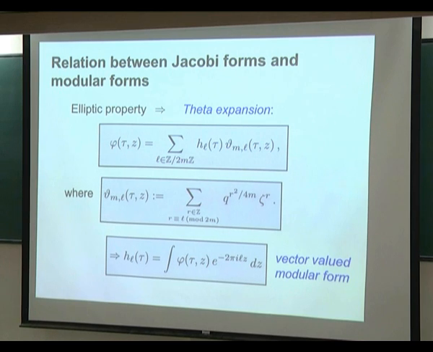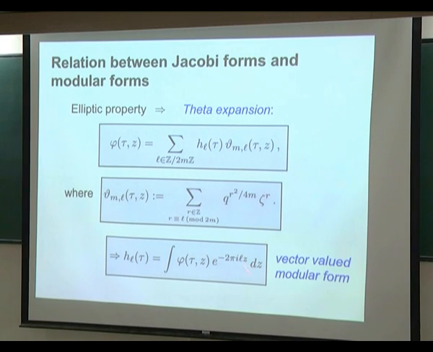Okay, you can invert. So this is called the theta expansion. So phi is equal to the sum over l modulo 2m of h_l of tau times theta_{m,l} of tau comma z. You can invert this relation as follows to compute h_l in terms of phi. That's easy. And the statement is that if phi is Jacobi, then h_l is modular. Okay, so as you would expect, the z dependence you've collected in some canonical theta functions, which are Jacobi forms, and what you're left with is a bunch of modular forms.